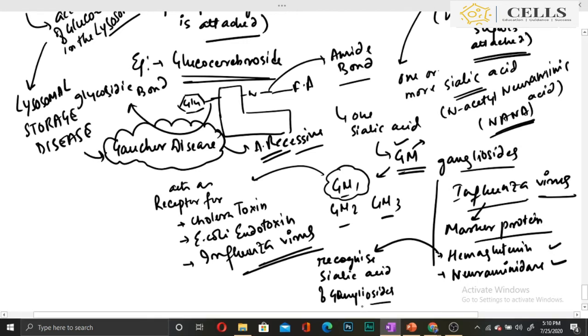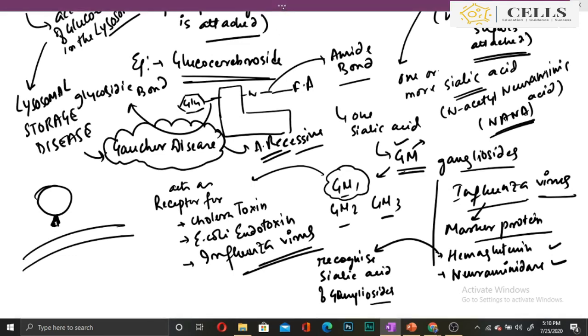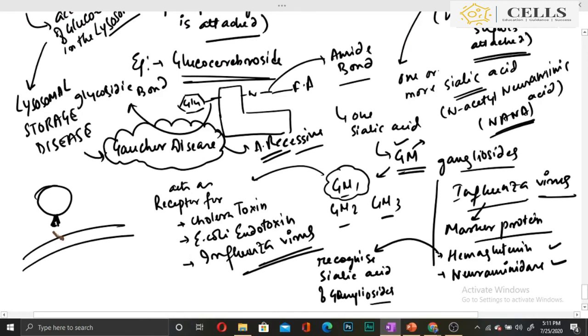So suppose this is a virus, and in the virus there is a particular marker protein called hemagglutinin. It will recognize the sialic acid residues in the gangliosides, and as a result it will bind with the ganglioside sialic acid, and there will be a vesicle fusion and the virus will enter. So this will lead to viral entry.